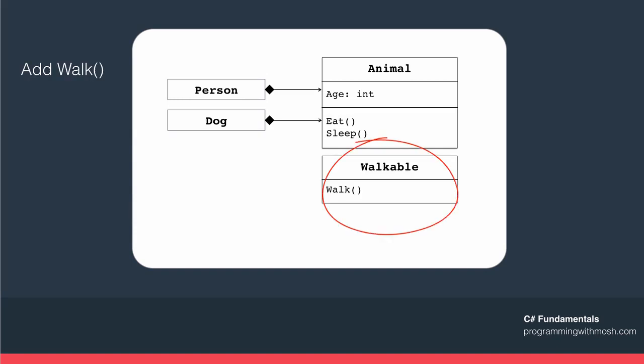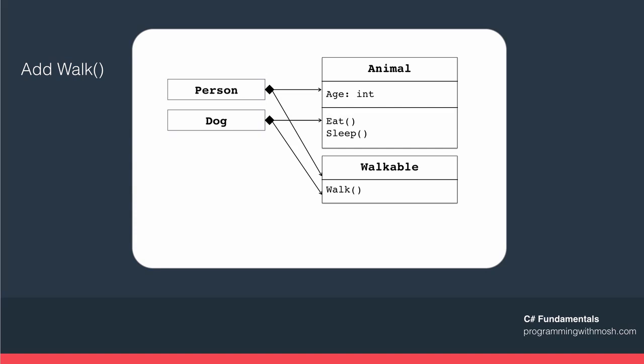Well, first we introduce a new class called walkable, which has a method called walk. This walkable class describes the behavior of walking for any kind of animal. Next, we create a composition between person and walkable. Same for the dog. Now, what happens here is that a person has an animal and it also has a walkable. So it has the capabilities defined in both animal and walkable.